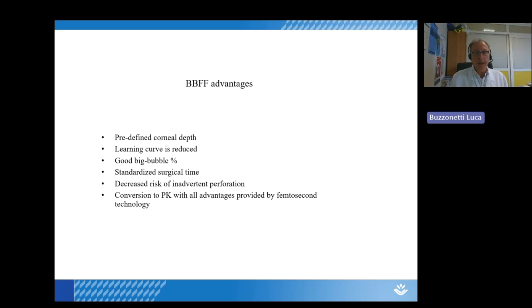We are at the predefined corneal depth. The learning curve is reduced. Some residents successfully perform this technique. We have a good big bubble percentage, a standardized surgical time, a decreased risk of inadvertent perforation. In case of conversion to PK, all the advantages provided by femtosecond technology.